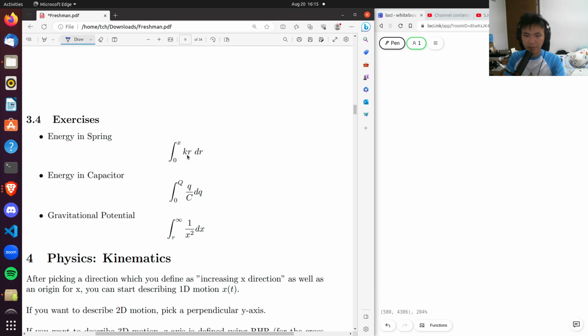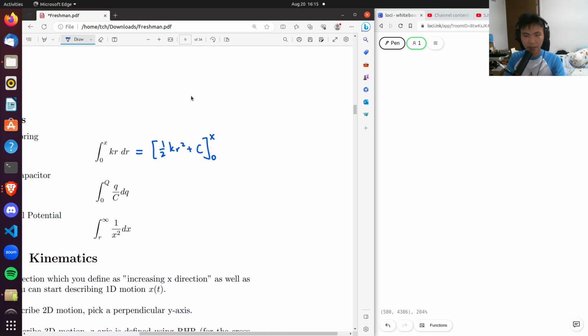So if I integrate this, we see that k is a constant, so the integral of r is just half r squared. So this is half k r squared plus c, evaluated at the endpoints x and 0, x being a constant. You also see that previously we treated x like a variable that we integrate with respect to, but in this case r is the variable that I'm integrating with respect to.